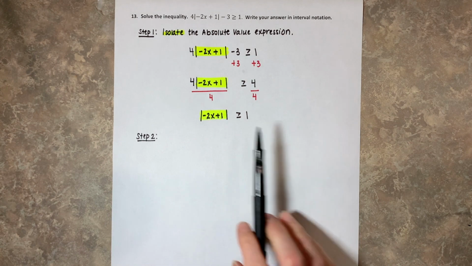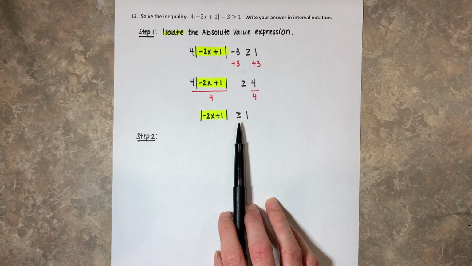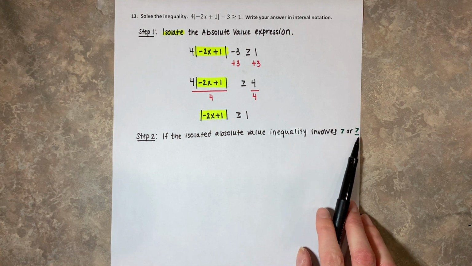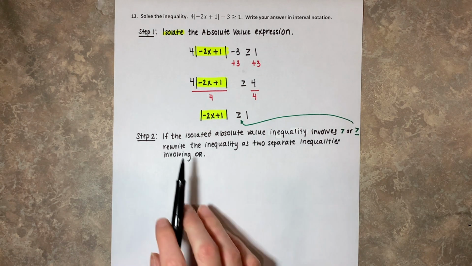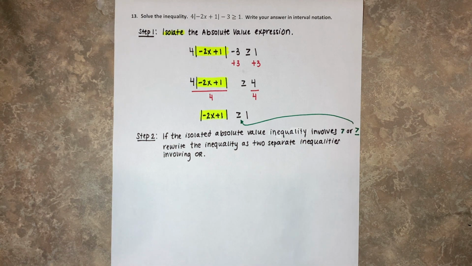In step 2, we look at the direction of our inequality, and that will help us determine what type of problem this is. If this were a less than or equal to inequality, we would solve this by writing a compact double inequality. But that's not the case here. Instead, this is a greater than or equal to symbol. We know that if the isolated absolute value inequality involves a greater than or equal to symbol, which is the case here, then we rewrite the inequality as 2 separate inequalities involving or.